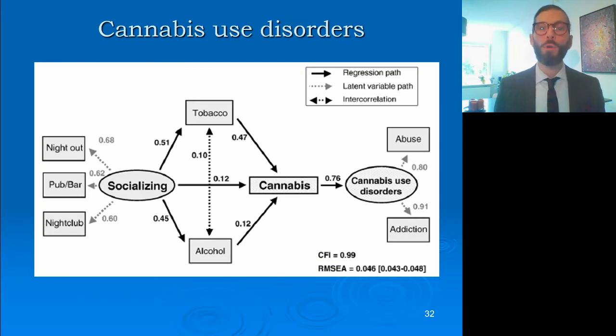So here's another example of a published mediation analysis. Note that this must be a structural equation model because it includes a measurement model for socializing and a measurement model for cannabis use disorders. Socializing has three indicators: whether people go out, whether they go to the pub or bar, and whether they go to a nightclub. And cannabis use disorders has two indicators: whether they abuse cannabis and whether they are addicted to cannabis. The process model says that socializing leads to tobacco and alcohol use, which in turn lead to cannabis use. And cannabis use leads to cannabis use disorders.